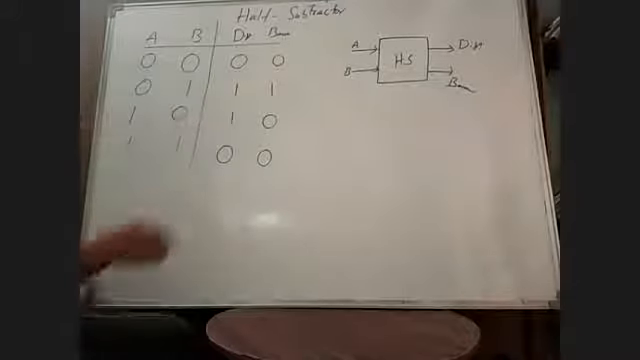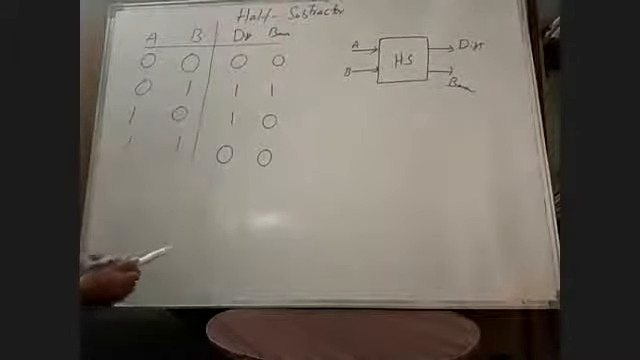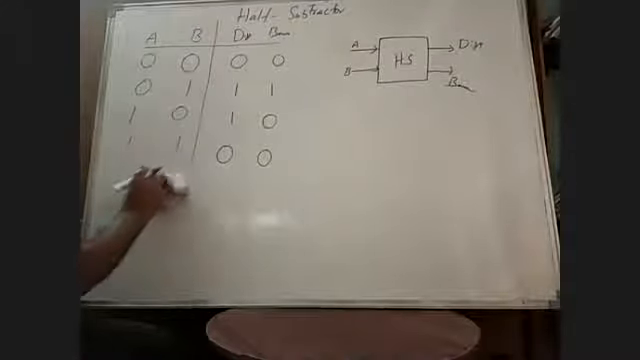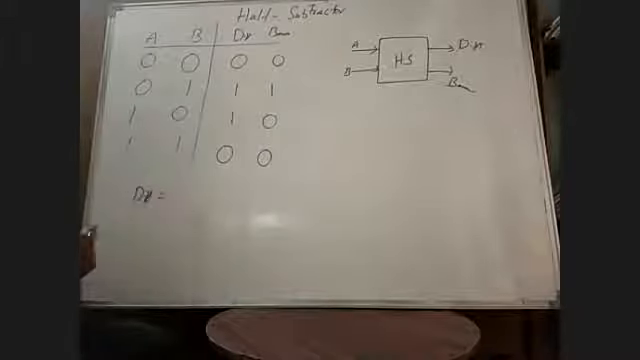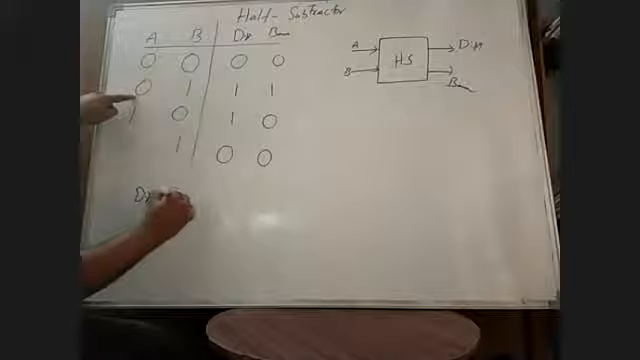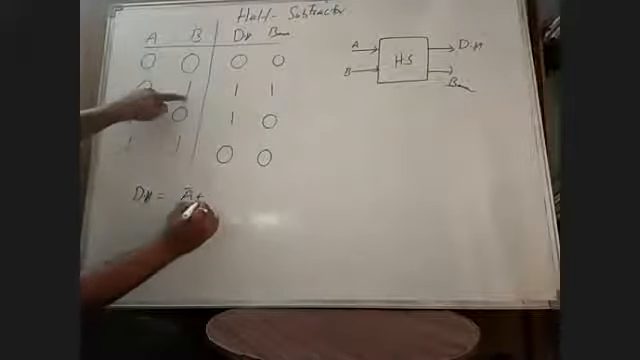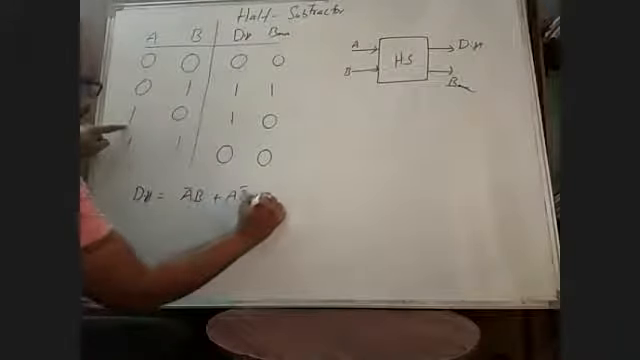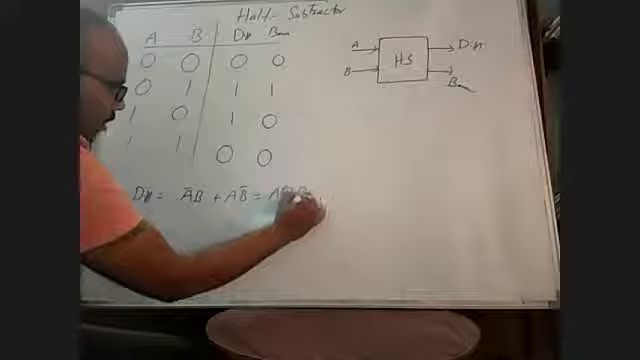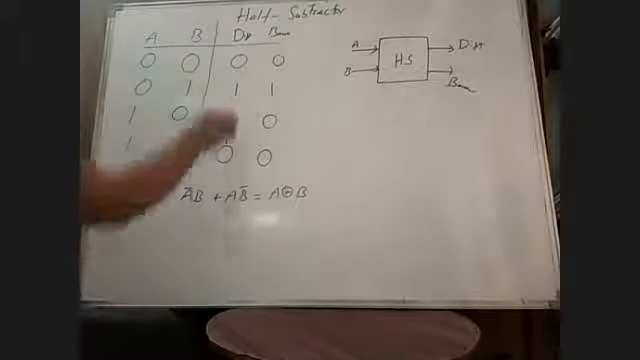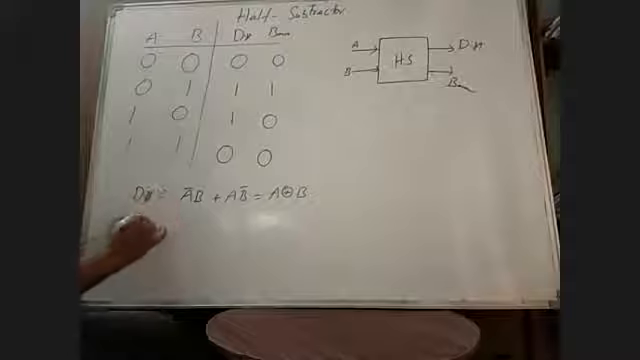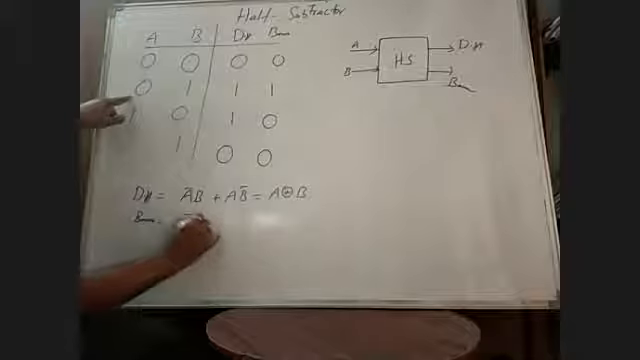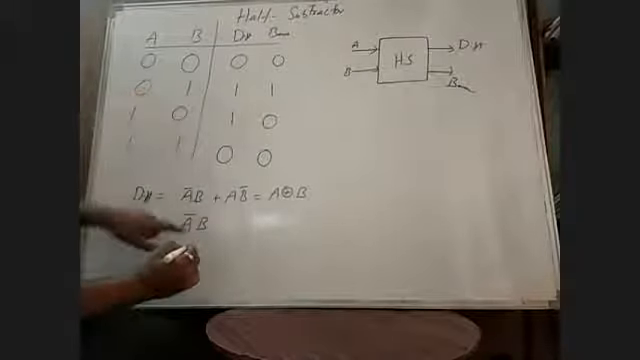Okay, now we have to write the output expression for difference and borrow. Where does the difference output equal 1? It is 1 for A0 B1 and A1 B0, so the expression is A bar into B plus A into B bar. This is the same as the sum output of the half adder, A exclusive OR B. Checking the difference output, the two are the same as the sum output. Now if you check the borrow, it equals 1 for A bar into B, that is, A0 and B1.